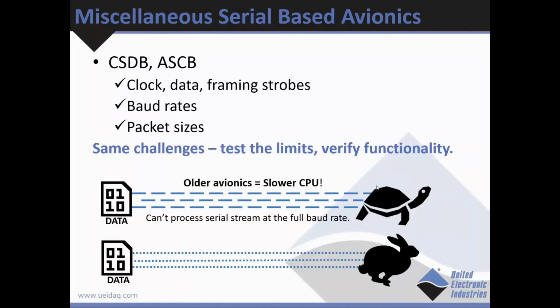One challenge we have with older avionics is that they have a slower CPU which can't process serial streams at the full baud rate. Inserting delays between characters allows the application to talk to those devices. The need for algorithms to maintain the connection to the avionics points to the need for a hardware-based scheduler, similar to what is needed for 429 and 1553.